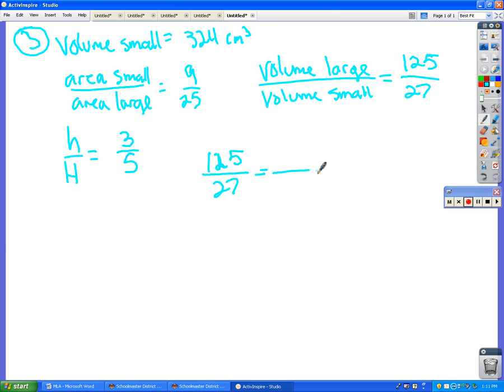And they tell us the volume of the small is 324. Right? That was the very first thing that they told us. Okay? And then we need to use that to figure out the volume of the large. So cross multiply and divide, and you should get a nice, pretty whole number. Very friendly answer. 1,500.